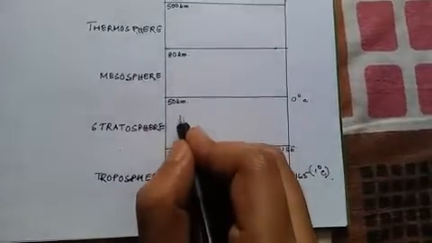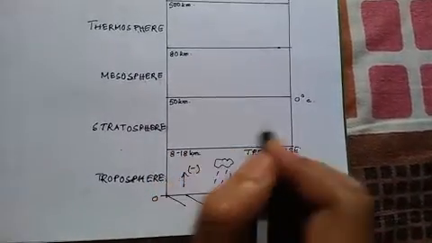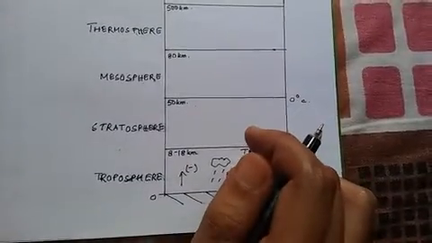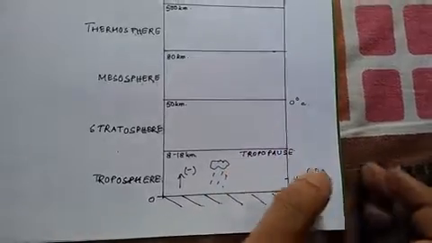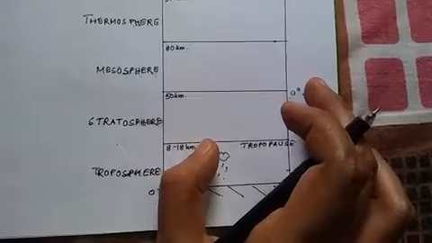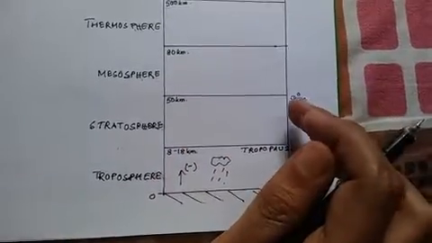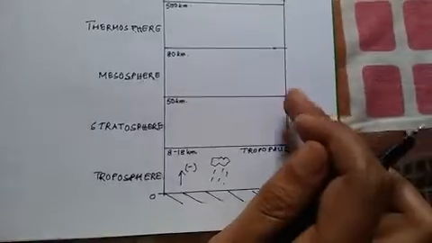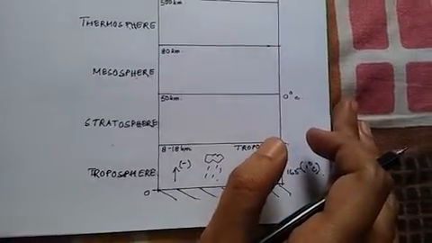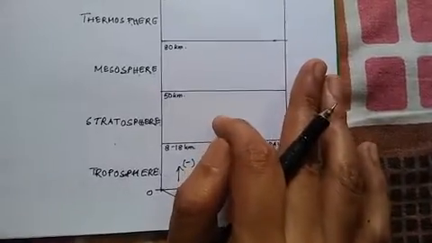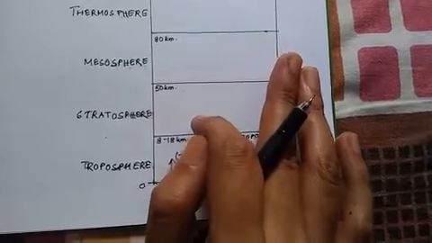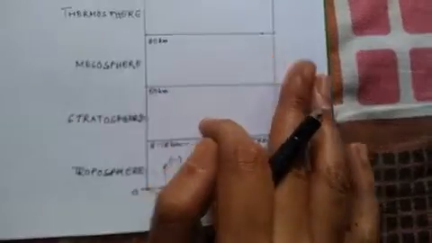But when we rise up in this layer, the temperature increases, just the opposite of the troposphere. The temperature is constant in the lower part but increases in the higher part, and it is about 0 degree Celsius at 50 kilometer of height. This increase in temperature is because of the absorption of the sun's harmful ultraviolet rays by the ozone gas.